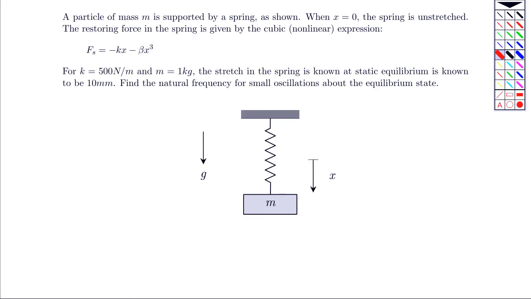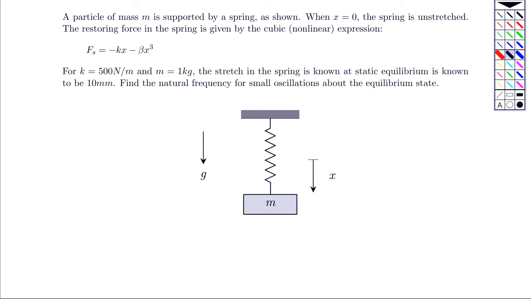In this example, we're asked to look at the free response of a single degree of freedom system that's hanging under its own weight. We know the mass of the block, we know the static deformation, but what's different about this is that the spring is not a linear spring. The restoring force is not proportional to the amount of stretch or compression. Rather, it is a cubic function of that stretch or compression. What we want to do is, for the known equilibrium state, calculate what the natural frequency for small oscillations will be about that equilibrium state.